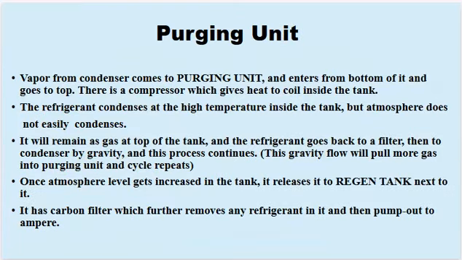Purging unit. The purging unit shown here receives vapor from the condenser, which enters from the bottom and rises to the top. Inside the unit, a compressor heats the coil, causing the refrigerant to condense, while atmospheric gases remain as vapor. The refrigerant then flows back to the condenser via a filter. As non-condensable gases accumulate, they are released into a regeneration tank where a carbon filter removes any residual refrigerant before venting. This cycle ensures the purity of refrigerants and the efficiency of the system.